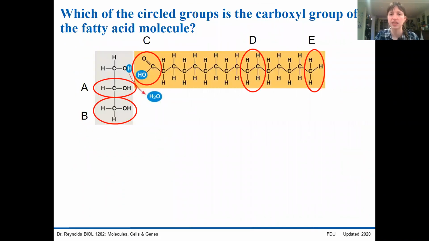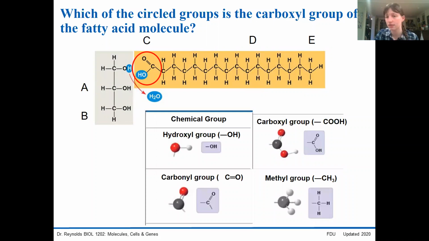So go ahead and tell me in Socrative, if you take a look at this dehydration synthesis, which of the circled groups is the carboxyl group of the fatty acid molecule? Good, the answer is C. Remember that carboxyl groups are composed of not only a carbonyl, but a hydroxyl. So you have to have a C doubly bonded to an O, as well as an OH group.